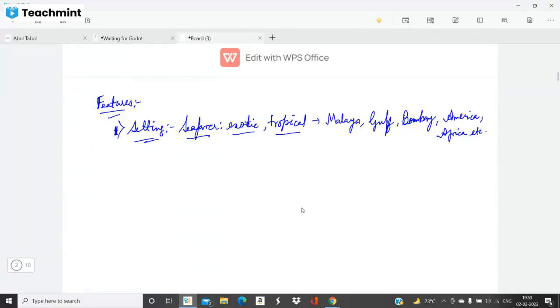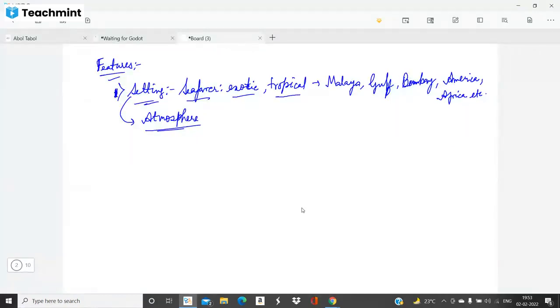And the beauty is that the setting is created with an atmosphere. He paints a beautiful picture of the atmosphere through his words, which is very interesting. Now, number two, the second important thing is his use of character and also his narrative technique.